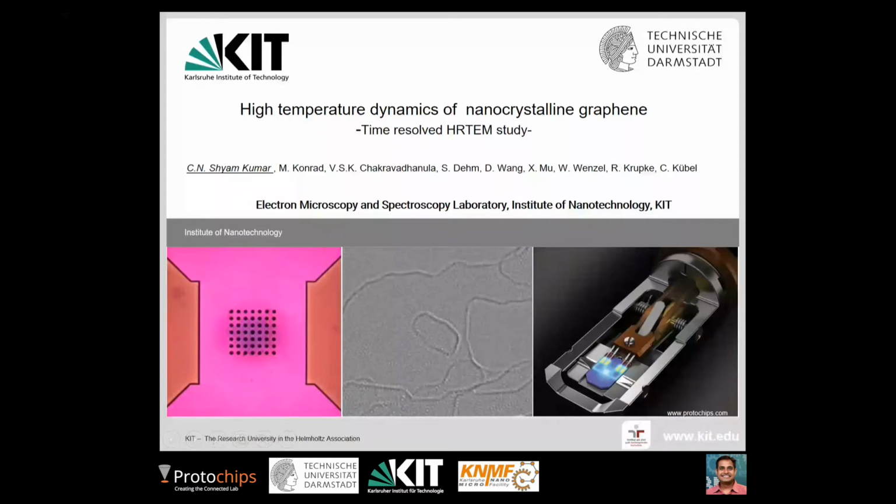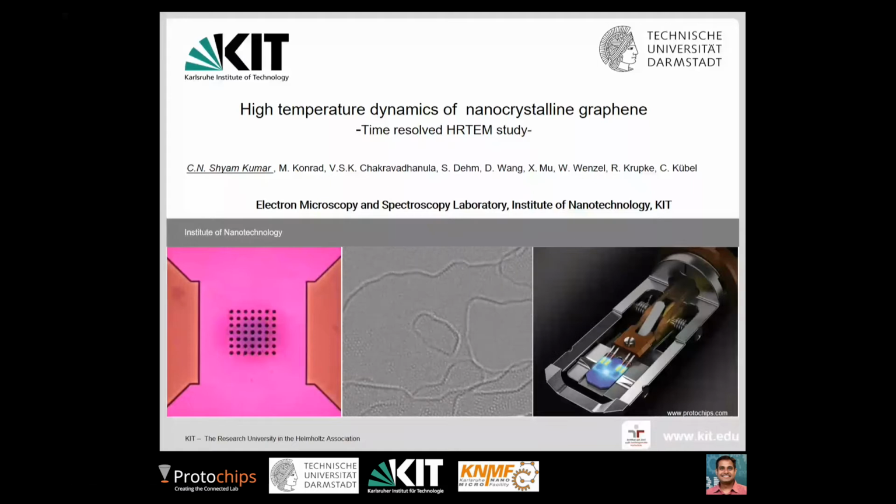So this work was done at the electron microscopy lab at the Institute of Nanotechnology, which is headed by Professor Christian Kubel. We worked on the high temperature dynamics of nanocrystalline graphene, and we did some time resolved high resolution imaging at high temperatures using the Protochips Fusion system.